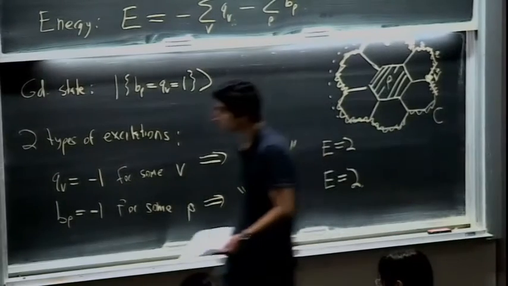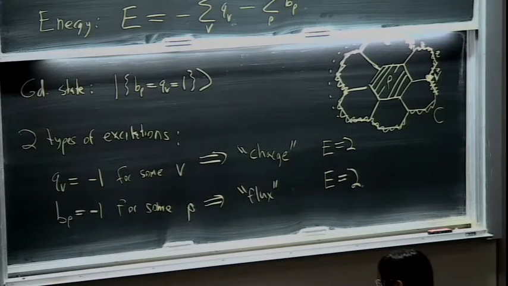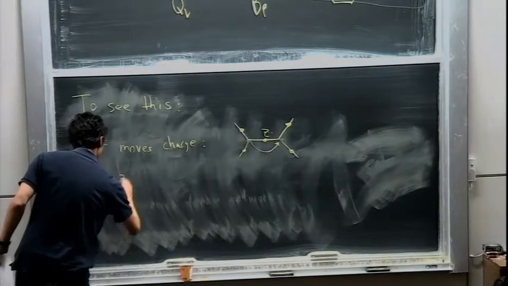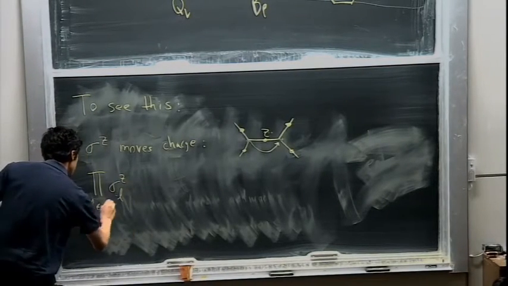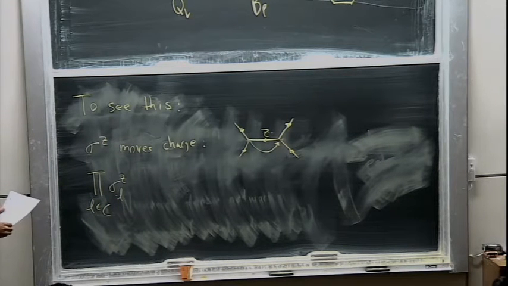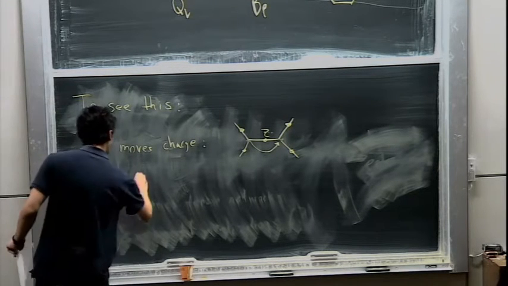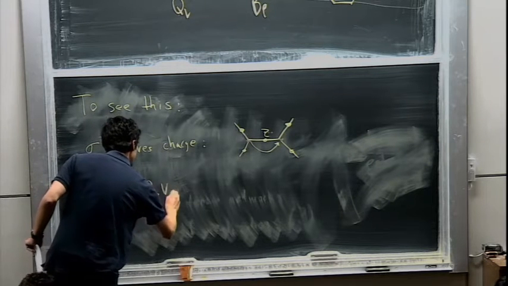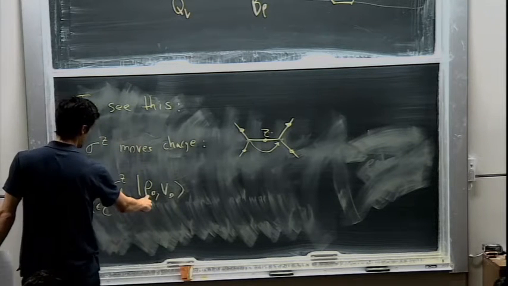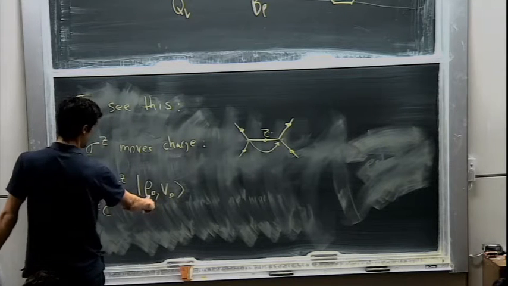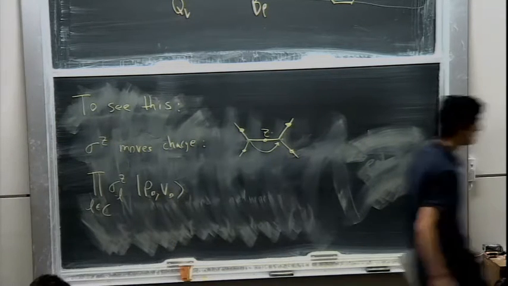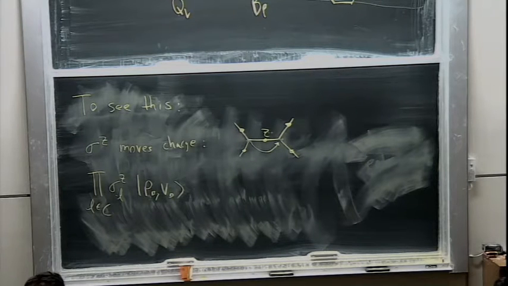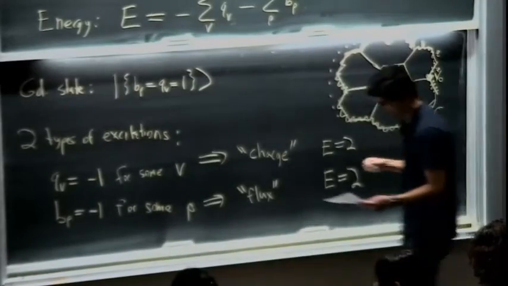And so what we need to do is just see what happens if we move the charge all the way around. So we want to take the product of sigma z along this curve, and we're going to apply it to some initial state, which I'm going to call P0 V0. This just means I have a flux excitation at plaquette P0 and a vertex excitation at V0. Actually, I should really label this to be clear. This should be P0, and this should be V0. Okay, so this is my initial state, and then I'm going to move it around and see what happens.